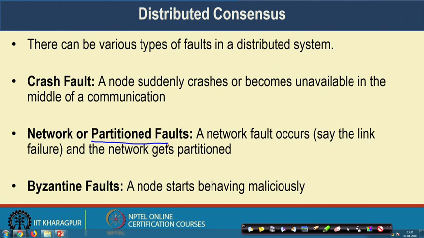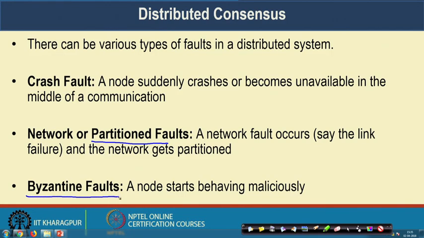So, this kind of network failure can hamper reaching consensus. If a network failure makes a partition of the network, the nodes in one partition become unavailable to the nodes in another partition. So, all the nodes cannot communicate with each other and come to a general consensus.